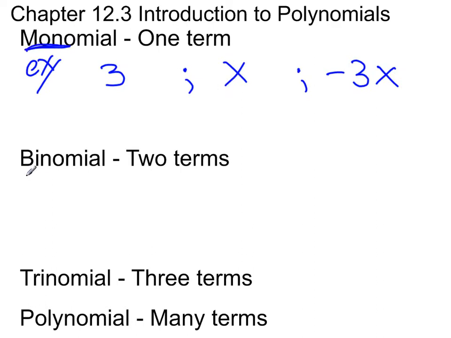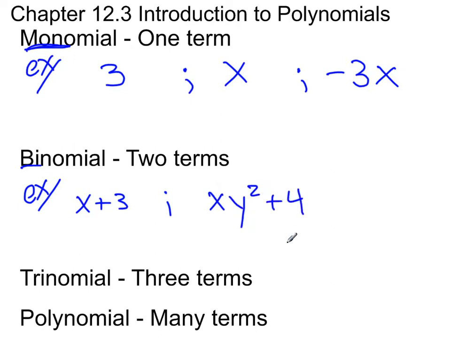Same deal for binomial, which is 2 terms. And you can see the word bi, which means 2. So for example, you could have x plus 3. So there's 2 terms and they're separated by addition, so there we have a binomial. We could also have more complicated things like xy squared plus 4. Maybe we'll add an x in there. And that's a binomial. There's 2 terms.